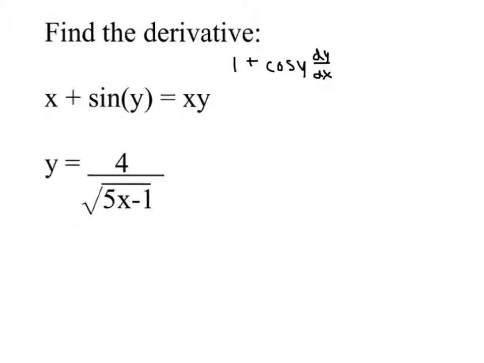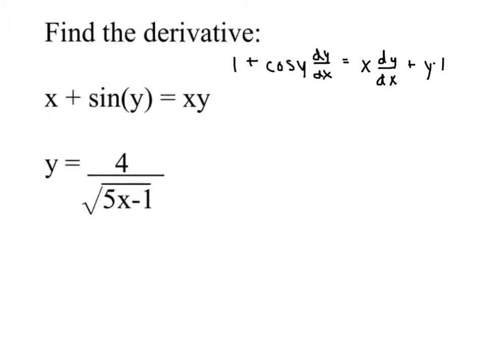On the other side, we've got a product. So first times derivative of the second plus second times derivative of the first. Derivative of the first is just 1.